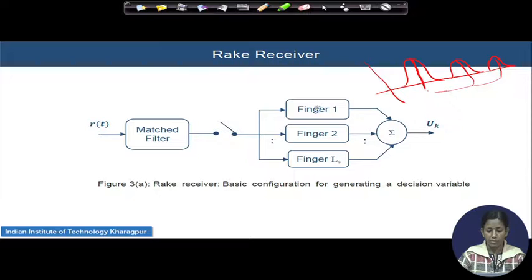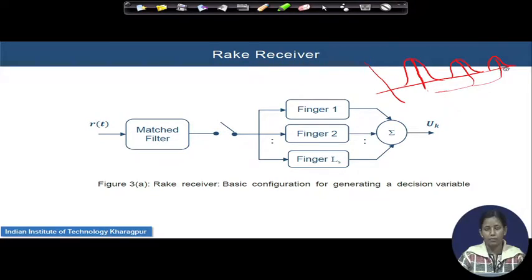And remember, the number of fingers is expected to be equal to the number of resolvable multipaths that we are interested in. But in such a situation, if the channel varies, the number of resolvable multipaths will also be varying.